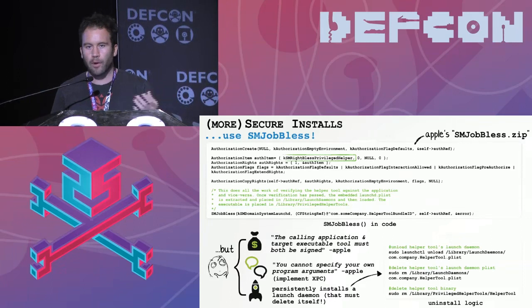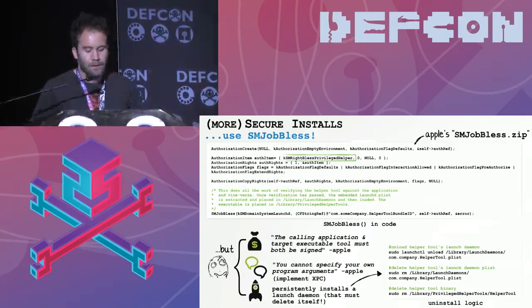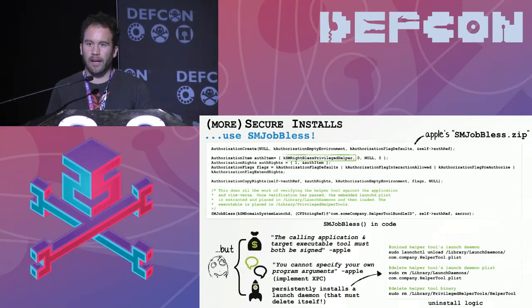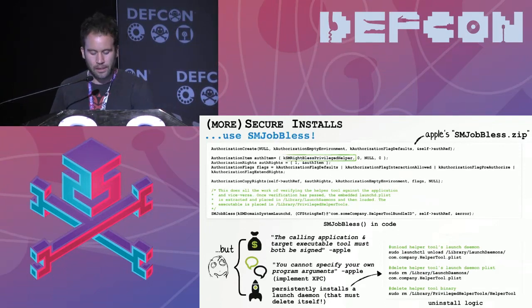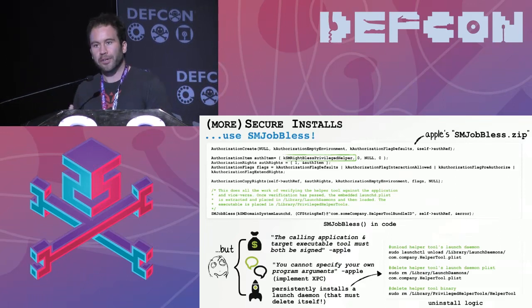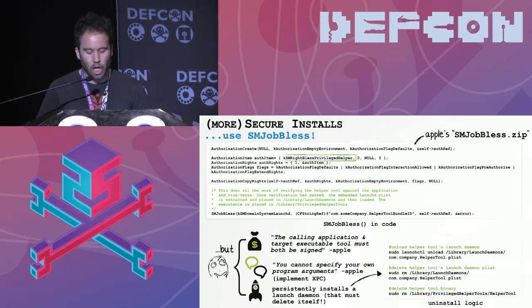So why aren't people using it? Why is Chrome, VMware, Sophos, Little Snitch, why is everyone using the insecure variant? Well, first, your application has to be signed, which means you have to give Apple $99 a year. Also, you can't specify command line arguments. You can't pass command line arguments to whatever you're about to execute. You can use XPC, but this is kind of a pain in the butt. I consider myself a decent coder. It took me hours to get working. And also then it persistently installs something as a launch daemon. This is massive overkill if all you want to do is run a simple installation script.